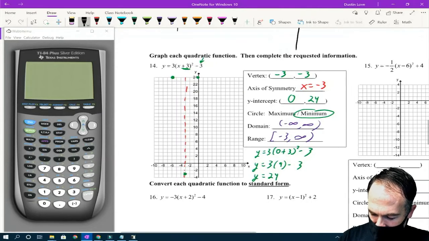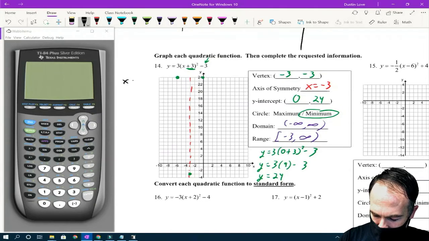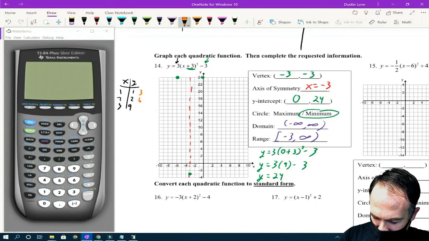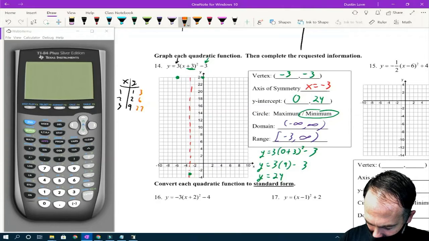And then we can get some more points in here by using our chart. 1, 2, 9. So again, our a value is 3. So I can multiply those out. 1 times 3 is 3. 2 times 3 is 6. 9 times 3 is 27. Now we've already done the 27 because that one's right where the y-intercept is. But I can go over to 1, 1, 2, 3. And then 2, 3, 4, 5, 6. Select those points.